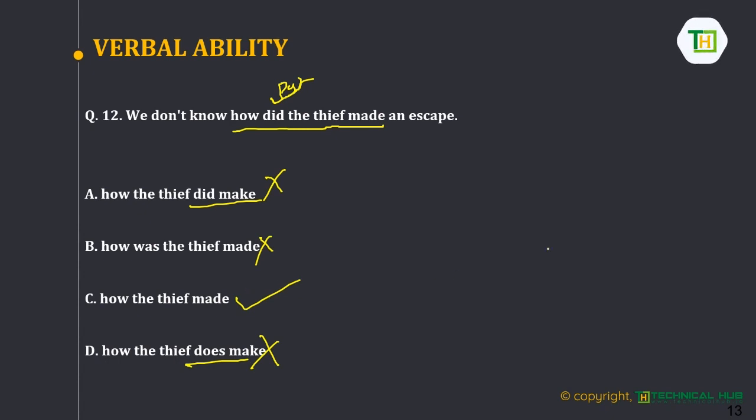Okay. And see, my dears, here is one small clue I want to give you. "Did" is the past form of "do", right? You already know the past form of this. "Did" means do plus the present form.